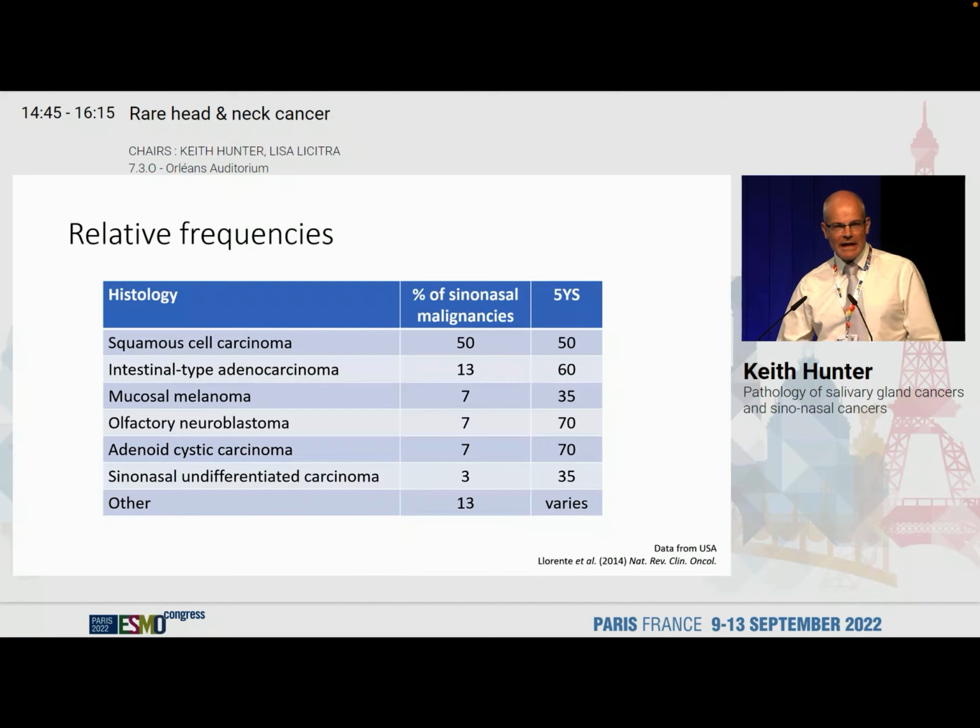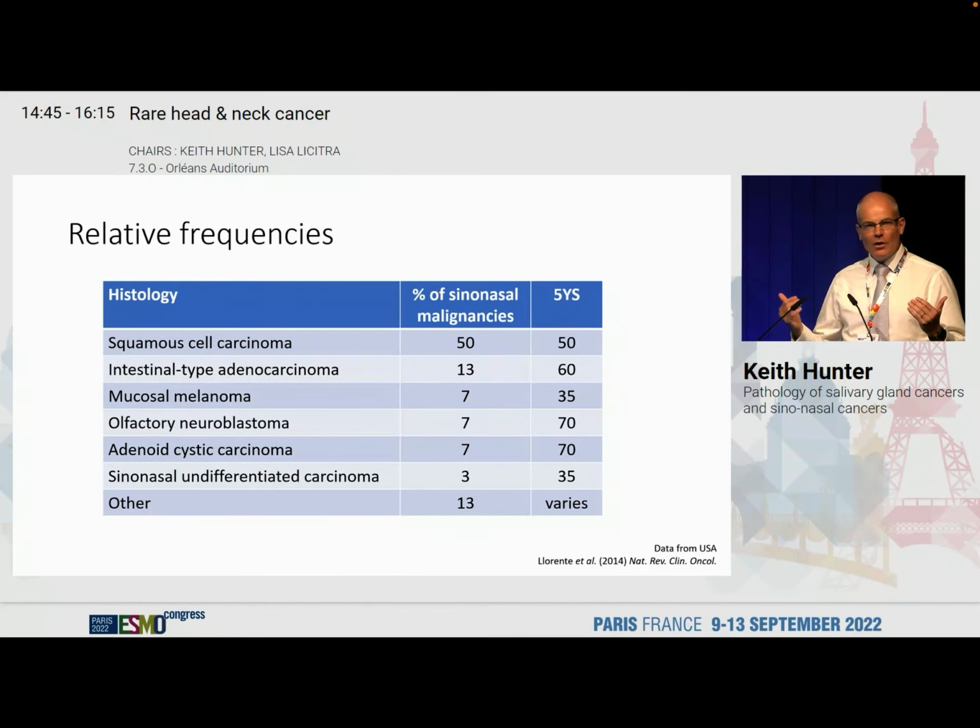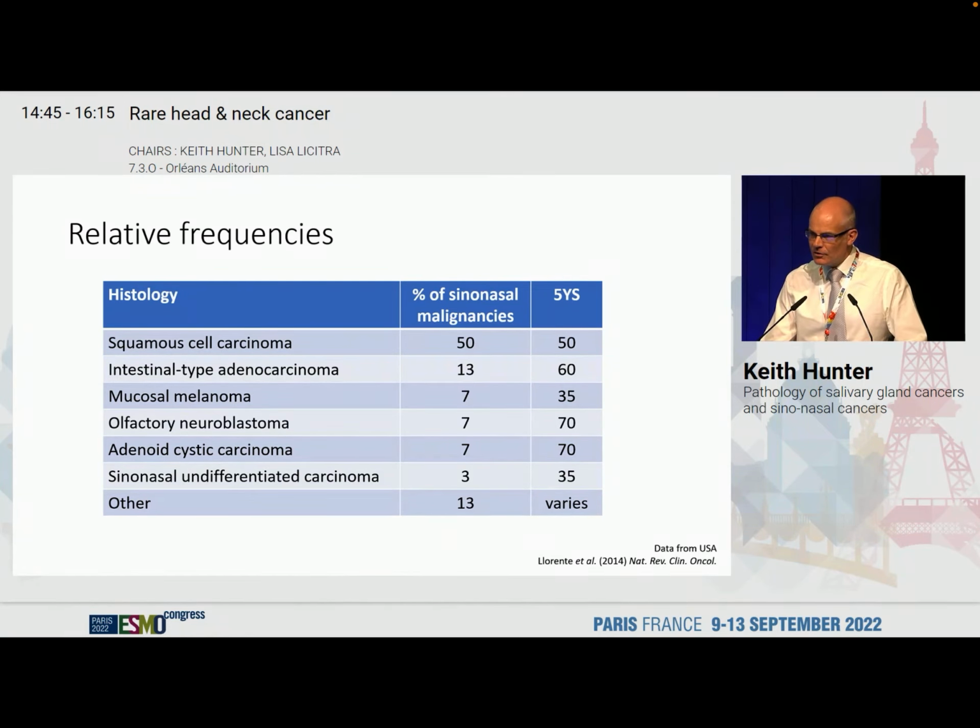But this is, as I said, dominated by squamous cell carcinoma and intestinal type adenocarcinoma, which make up about 65% of all of the sinonasal malignancies. And thereafter, you have a list of very rare tumours. And it's really quite difficult to get a lot of diagnostic experience in these, particularly in sinonasal undifferentiated carcinoma, which is a particularly problematic diagnosis.